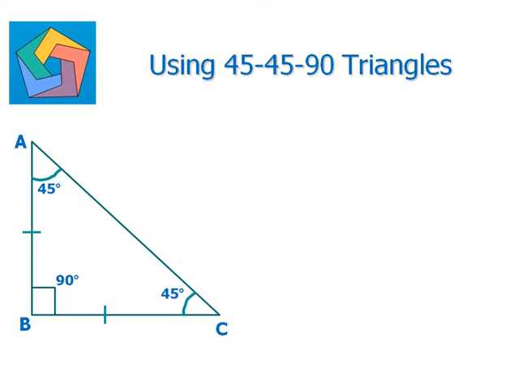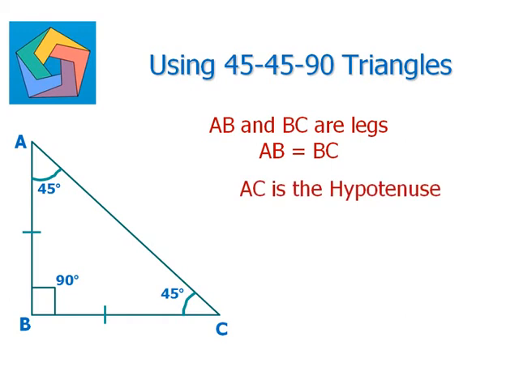Let us consider triangle ABC. In triangle ABC, AB and BC are the legs of the triangle. Also, it is important that AB is equal to BC because angle A and angle C, each of them measure 45 degrees. So the opposite sides to these angles are also equal. Whereas AC is the hypotenuse. Keeping these things in mind, let us go on to the next concept.